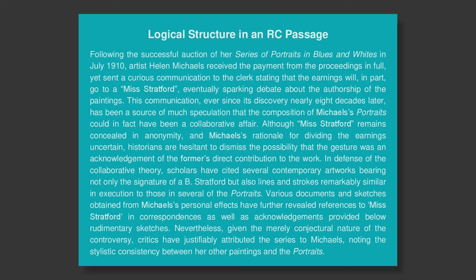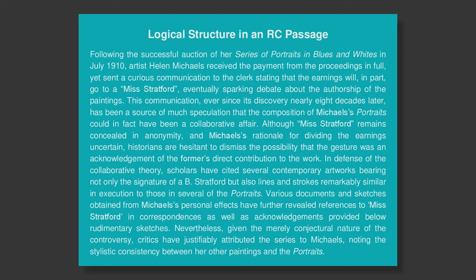But Michaels also sent a curious communication, all right? She sent some kind of note or something. And what did it say? It said that part of the earnings will go to somebody by the name of Miss Stratford. And what happened at this point is because Michaels asked for this money to be given to this Miss Stratford, it sparked a debate, right, about the authorship of the paintings. So why would somebody give the earnings of the sale of these paintings to somebody else if maybe that person didn't have a hand in it?